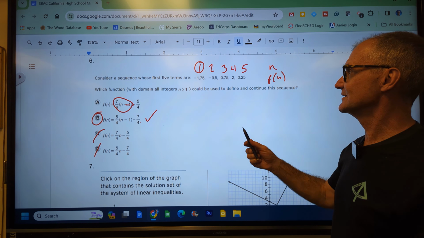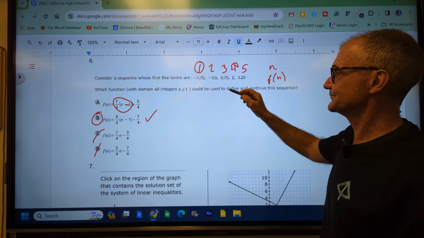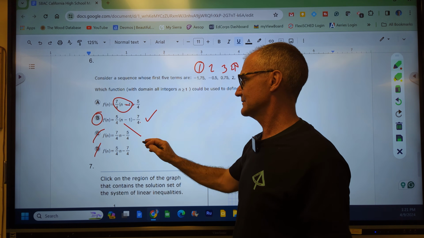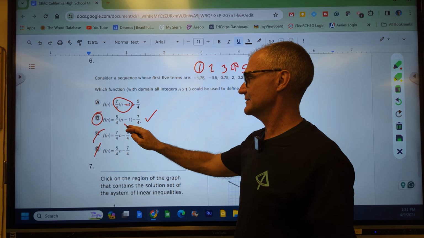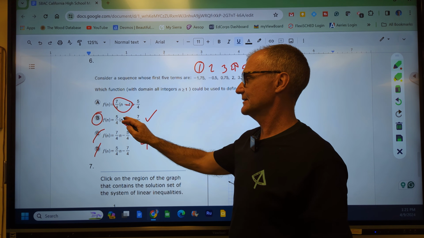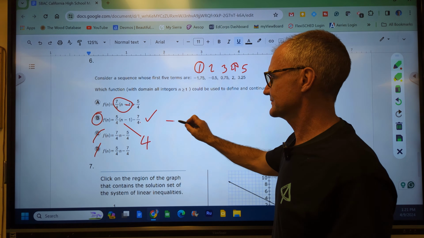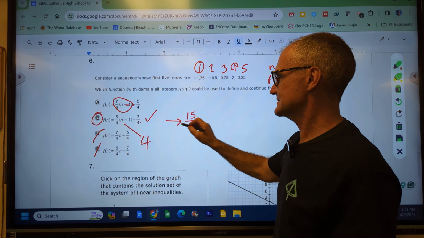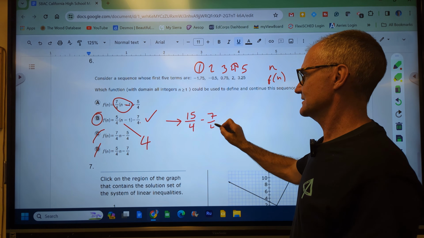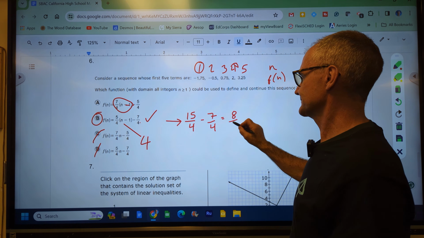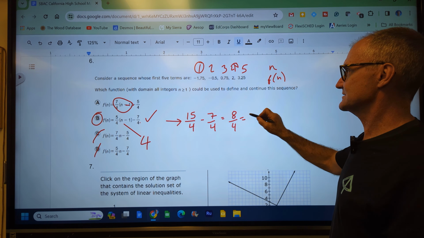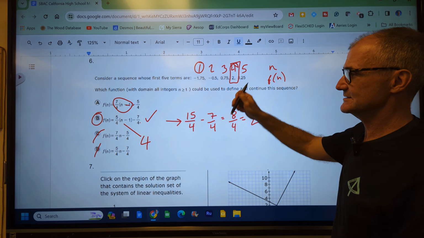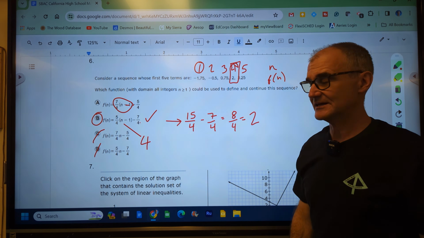I could pick another value. Let's say I'm going to pick the 4th term. So I'm going to take 4, plug 4 in here. Right, so I plug that 4 in there. 4 minus 1 is 3. 3 times 5/4 is 15/4. Minus 7/4 is going to give me 8/4. 8/4 is the same as 2. So my 4th term should be 2, and it is. So that is the correct answer, and I got it checked.